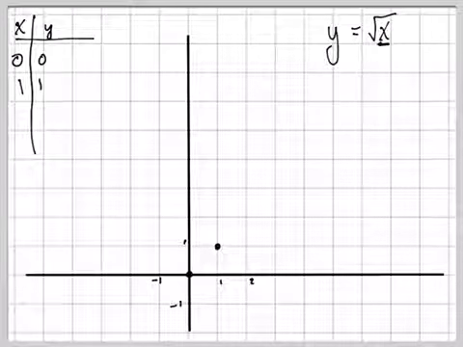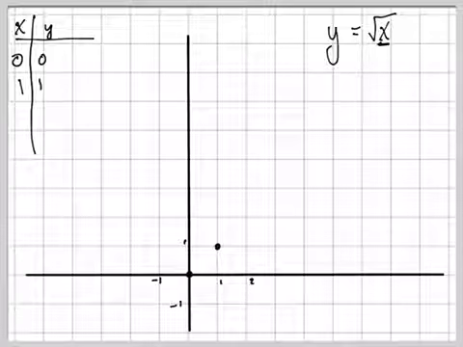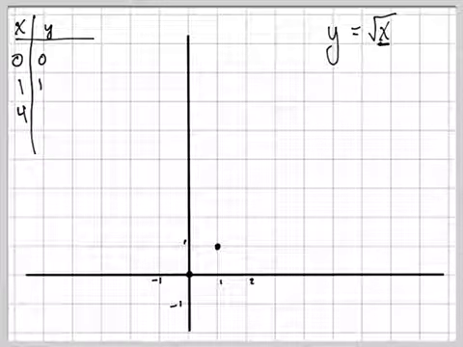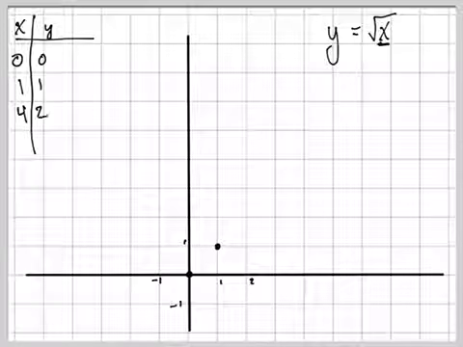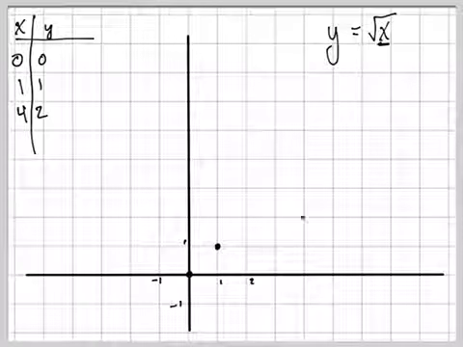3 won't give me a good one. What's the square root of 3? Nope. The square root of 3 is 1 point something. And 4 will work, because what's the square root of 4? 2. So if I go to 4, I go up 2.